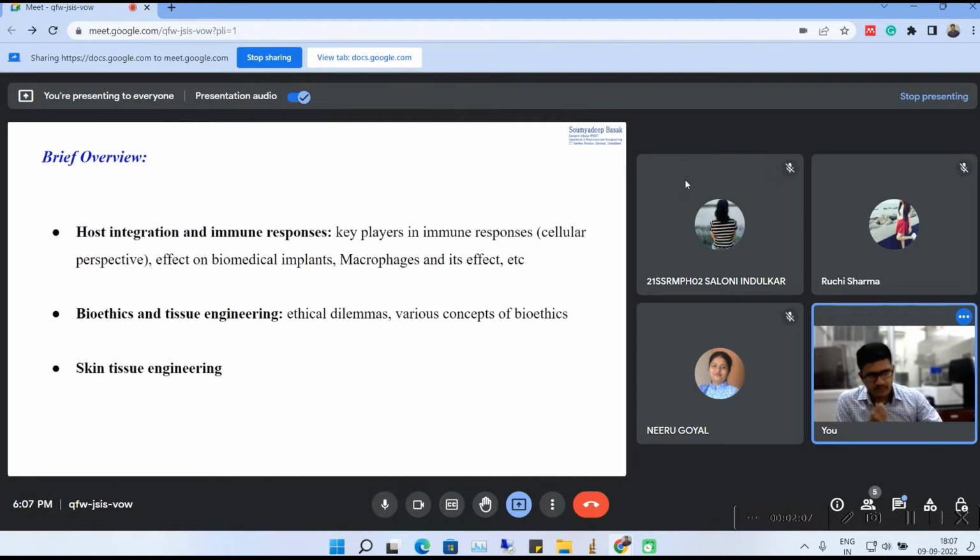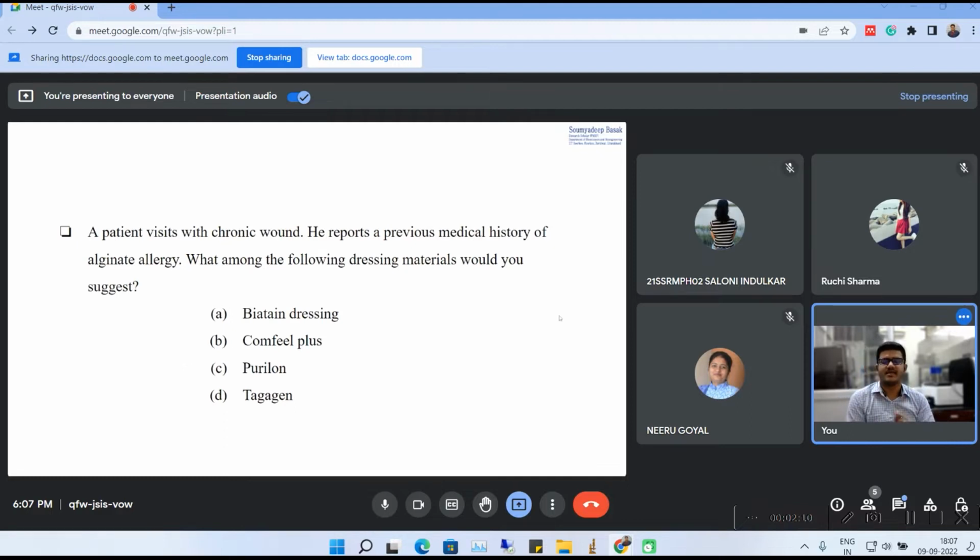So, I wanted to start today with this question. A patient visits with chronic wound. He reports a previous medical history of alginate allergy. What among the following dressing materials would you suggest? Options are given as Biatain dressing, Comfeel Plus, Durelon, and Tegaderm.